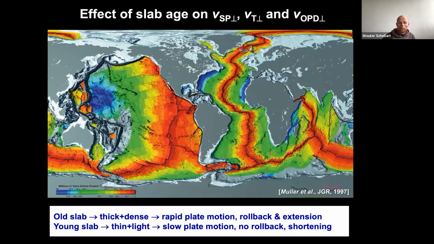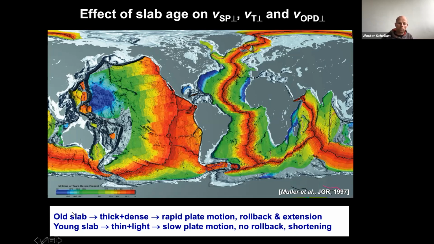Okay, so slab age has been thought for a long time to affect the subducting plate velocity, trench velocity, and overriding plate deformation rate. And in general, the conceptual model is not very complicated. The general idea is that for old slabs, old oceanic lithosphere subducting at the trench, think of the Western Pacific here, where we subduct Cretaceous and Jurassic oceanic lithosphere.